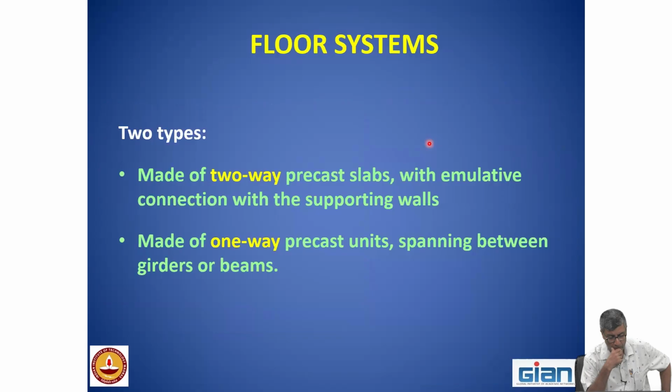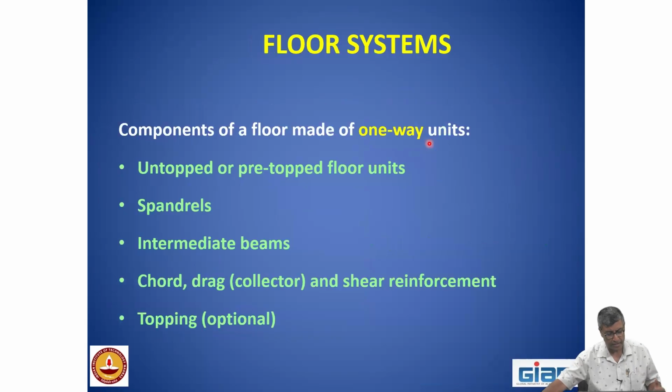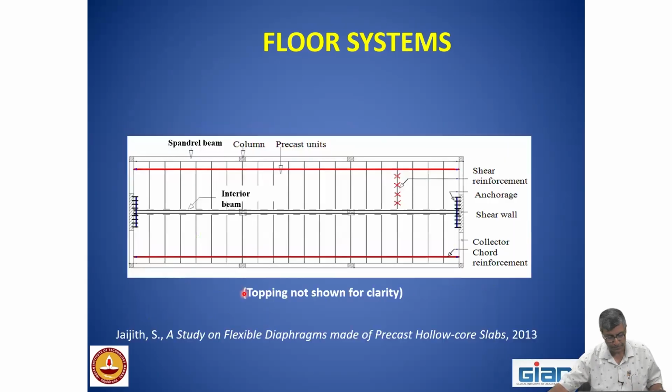Coming to the floors, they can be classified the way we teach in reinforced concrete the slabs as one-way slab, two-way slab. Similarly, the floor can be classified like that. Okay. Let us see the photographs. Okay. Before that, what are the components of a floor? There are floor units which can be either untopped or pre-topped. Pre-topped means the topping is being done in the precast factory itself. The spandrel beams are the supporting beams at the edges. There can be intermediate supporting beams, and there will be some reinforcement to generate the diaphragm action. I will come to the sketch.